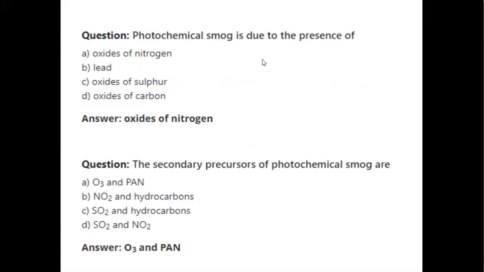Photochemical smoke is due to the presence of oxides of nitrogen, lead, oxides of sulfur, oxides of carbon. Remember, photochemical smoke is due to the presence of oxides of nitrogen. So option A is your right answer.